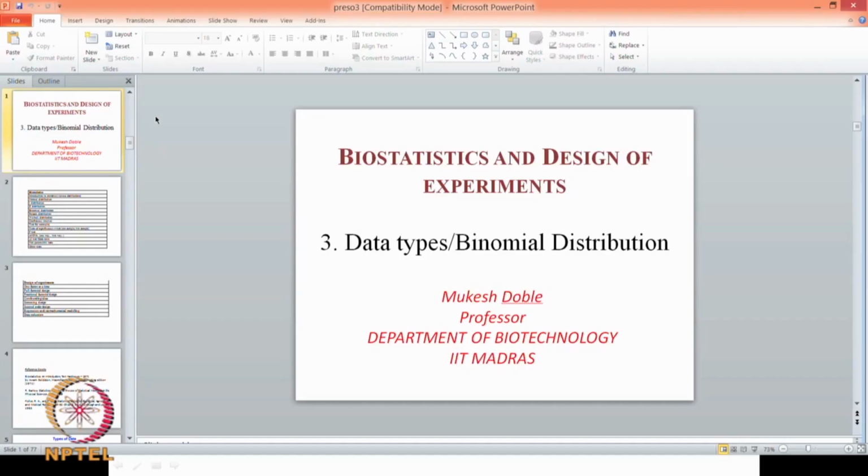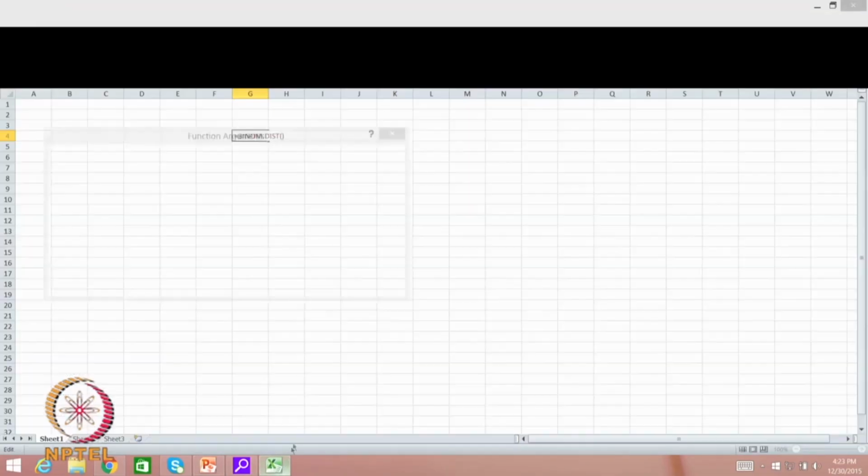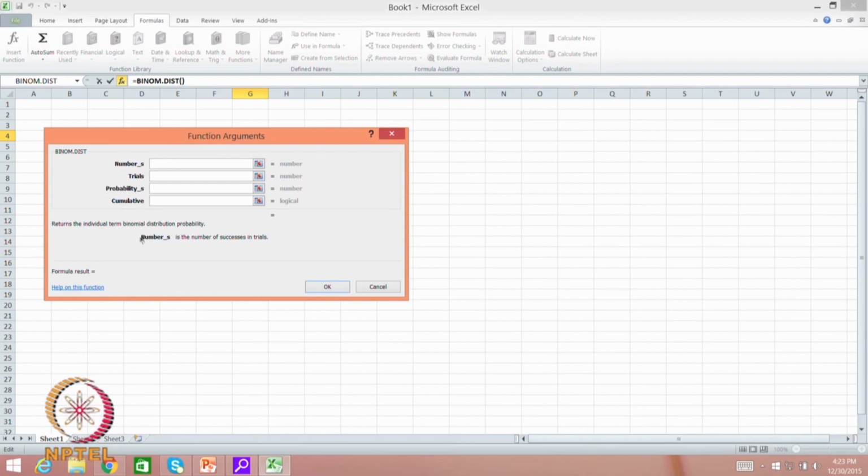Okay, let us look at it in Excel as well. So this is the function I said, it is called binom distribution. Number s is the number of successes, so I will put 2 here, number of trials is 4 here, probability is half, that means I put 0.5 here, and if I put false, it will give you the exact answer, whereas when I put true, it will give you the summation of all the answers. So I will put false.